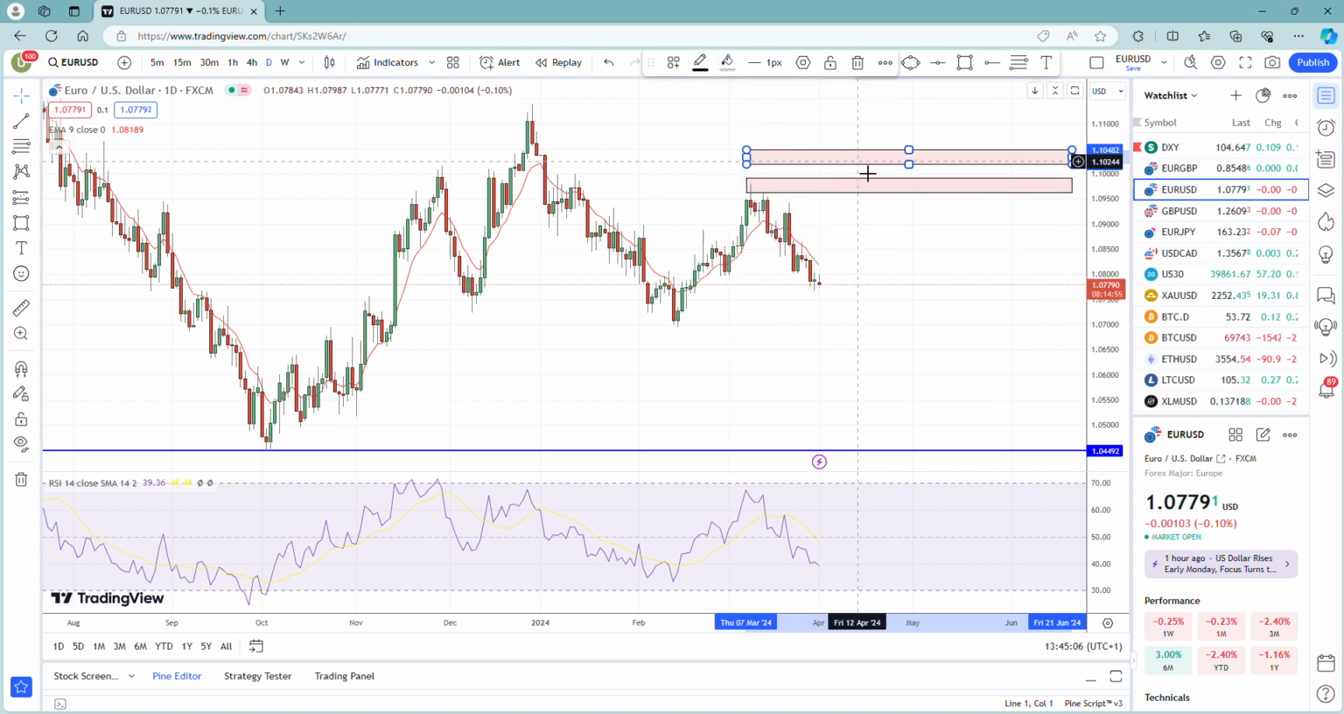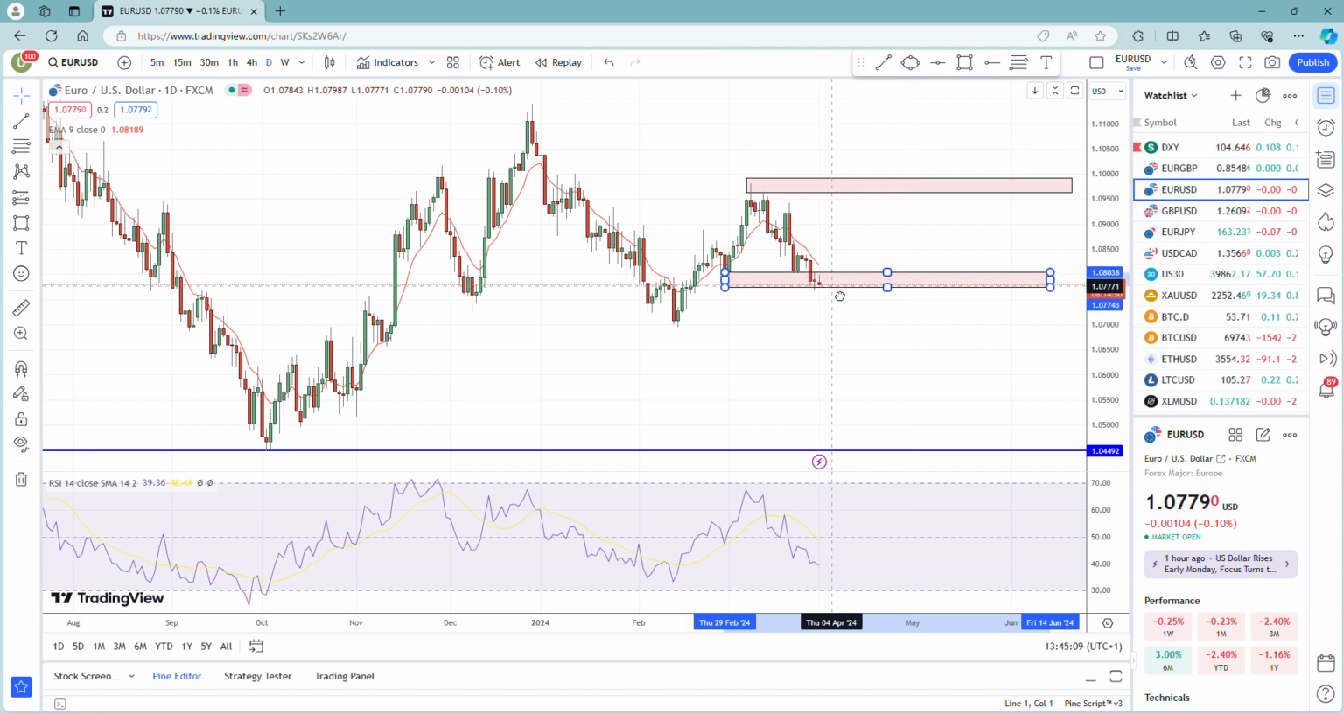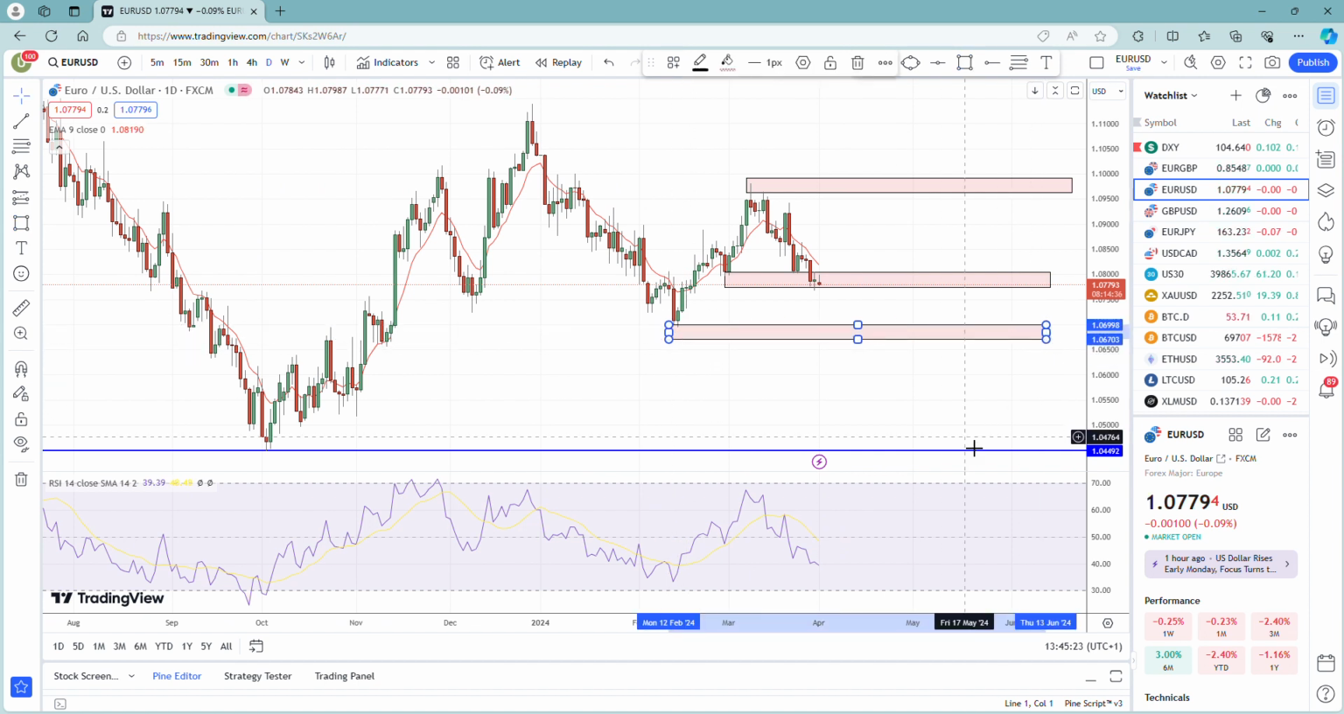And where's the most recent support on the daily? Let's say here. So price is at a daily level at the moment. It can either go up from here or down, but looking at the daily candle, it looks bearish. It looks like it's potentially going down. And if it does go down, it'll go down to this level here.